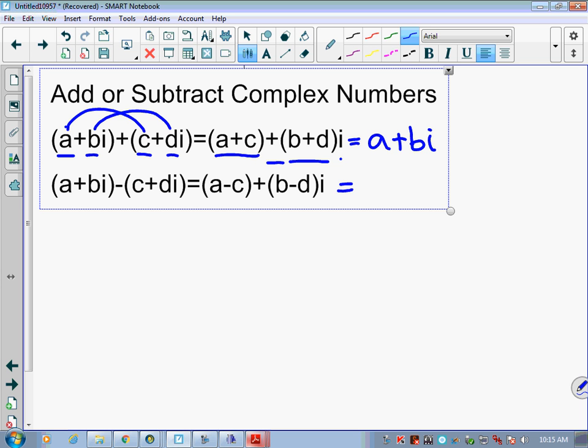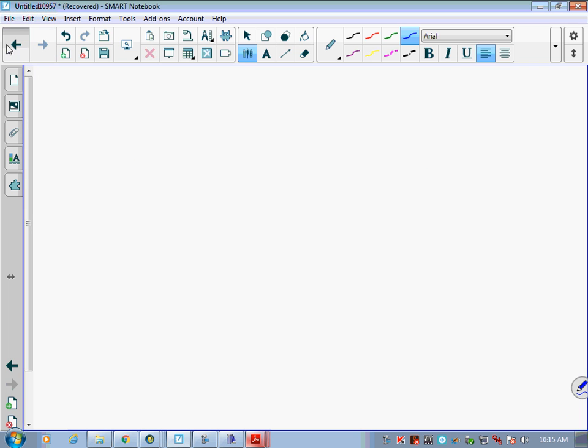Down here, if I want to subtract, I'm going to subtract here and here, in the same order: A minus C plus B minus D, and I'll get either A plus or minus Bi as my final answer. So I'm just using the commutative and associative properties, doing those things. That's a really terrible sentence, but hopefully we'll understand this as we begin to work out some problems.